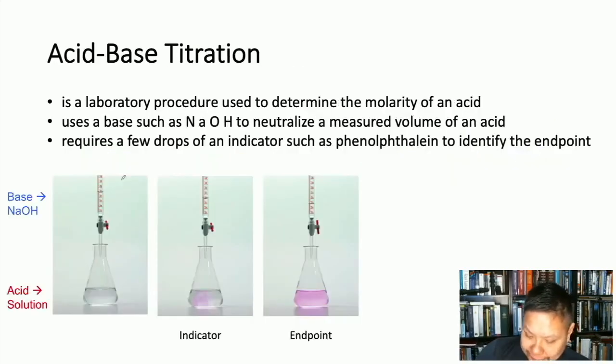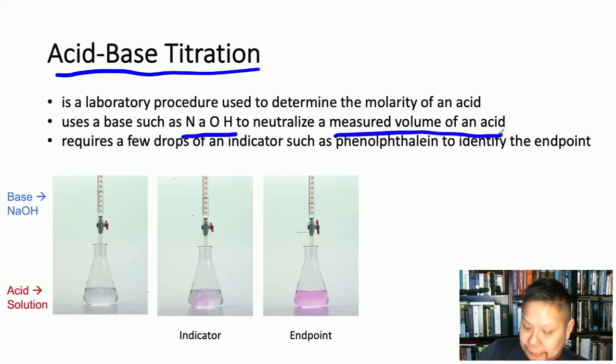So oftentimes when we're in the laboratory, we'll have a bottle of acid of some sort, and we have no idea what the concentration of that acid is. To figure it out, we carry out an experiment called an acid-base titration. In an acid-base titration, we can use something like sodium hydroxide to neutralize a measured volume of acid. And the reason we're able to figure out the concentration of the acid from the sodium hydroxide concentration is because we can actually measure out how much sodium hydroxide, the solid, we dissolved into the water, which is pretty cool.